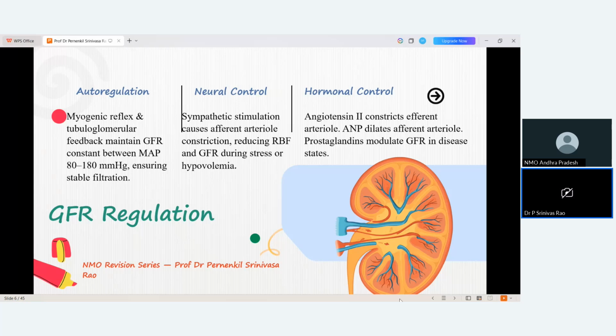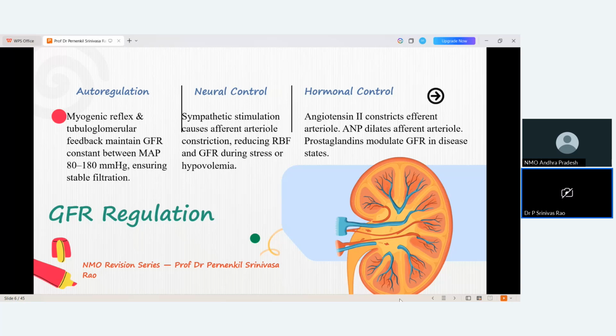Then you know about the filtration membrane, what all it is made up of. Then you know about the Starling forces, the forces which help or prevent the filtration. Now we come to the regulation of the glomerular filtration rate. They will ask you all this in the essay question, also in the 5-mark question.